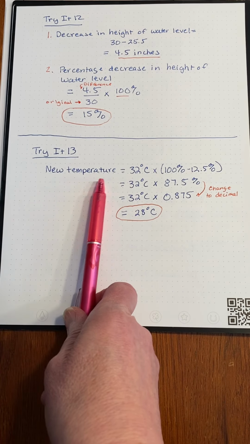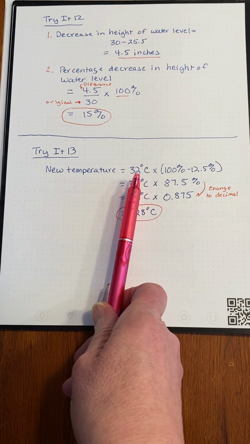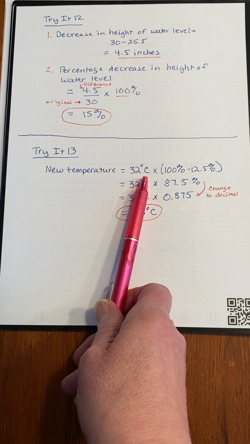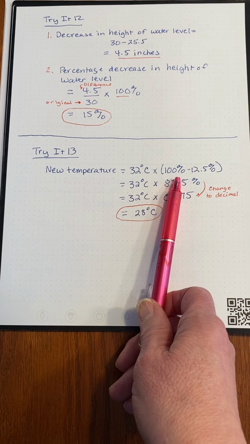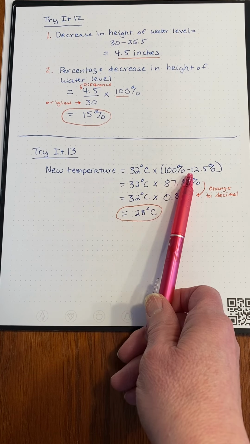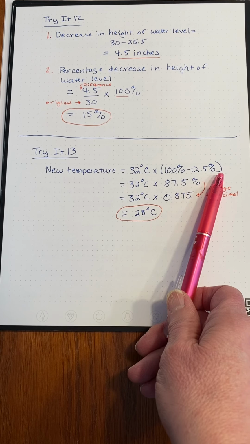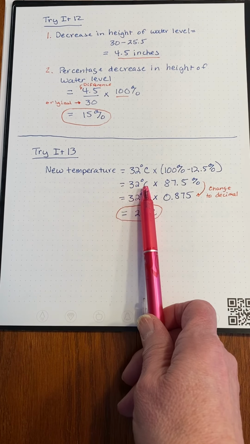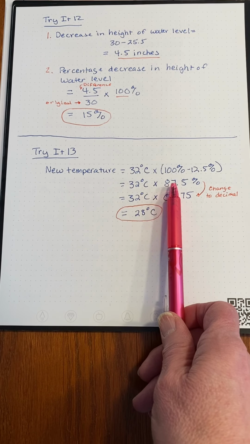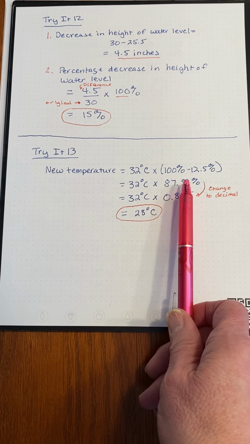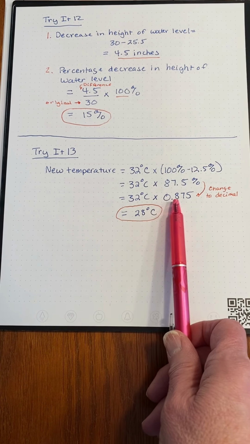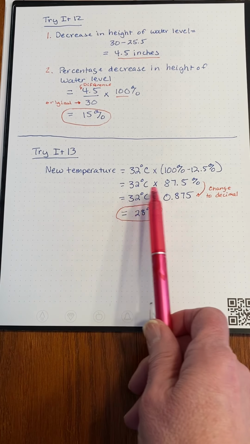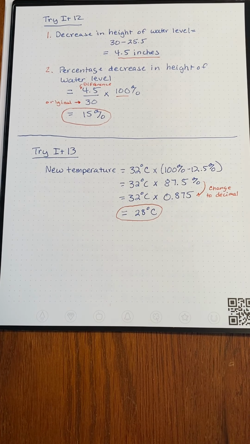So our new temperature would be the temperature now, 32 degrees centigrade. I'm going to multiply it by the original, which is 100%, decreased by 12.5%. So I multiply 32 degrees centigrade by 87.5%. I'm changing this to a decimal, just moving my decimal point over 2 spaces, which is 0.875. I multiply the two and I calculate it to be 28 degrees centigrade.